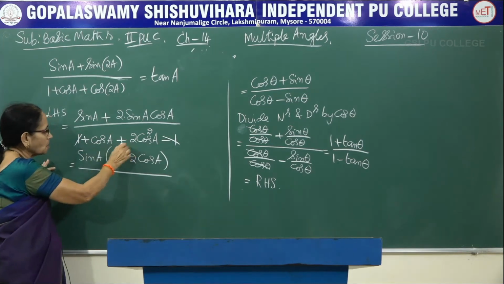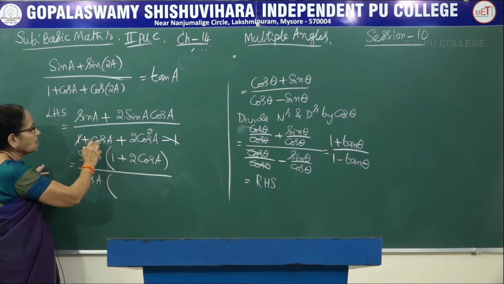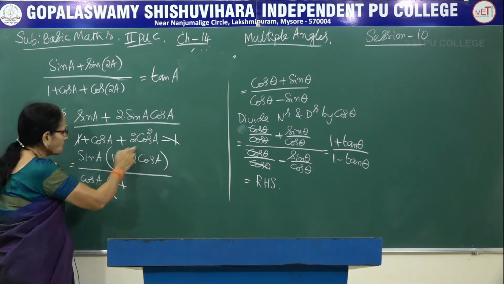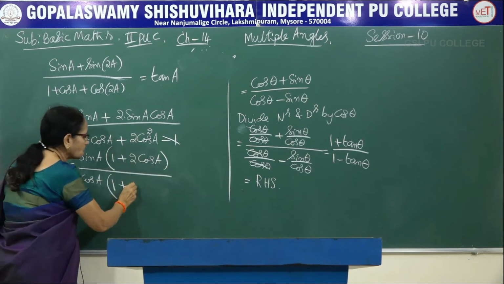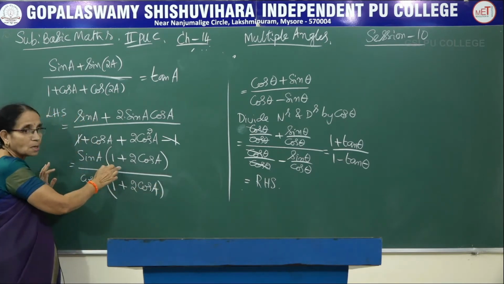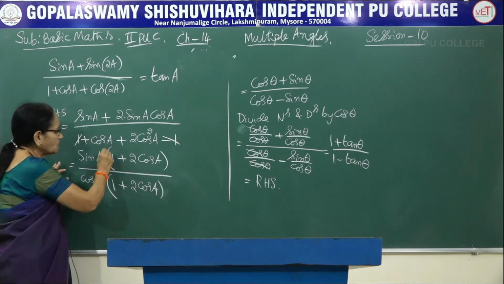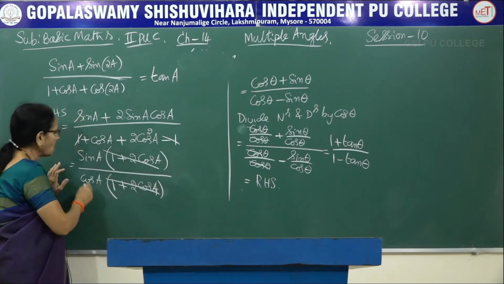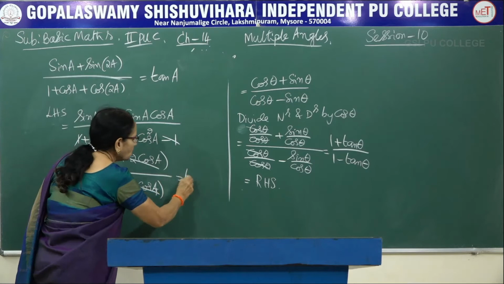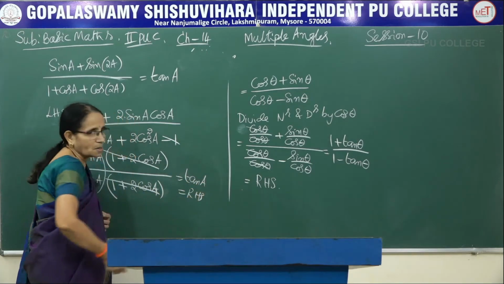From the remaining 2 terms, what is the common factor? Again cos A is the common factor. After taking out cos A, what remains? 1 remains, plus 1 cos A has been taken outside, another cos A is remaining, that is 2 cos A. So the numerator is 1 plus 2 cos A, the denominator is also 1 plus 2 cos A, which can be cancelled. Now what is remaining? It is sin A by cos A. Our basic information, that is equal to tan A, which is nothing but the right hand side.